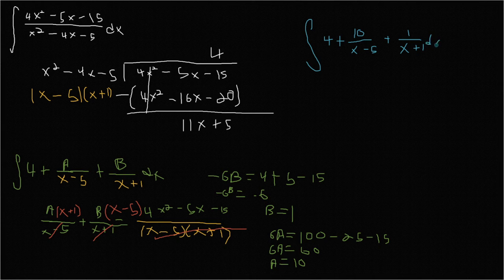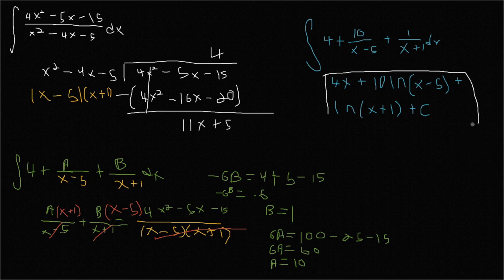And then dx. And so when we take the antiderivative, or we integrate it, we get 4x by the power rule, and then 10 ln of the denominator, so x minus 5, then plus 1 times the natural log, so it's just ln of x plus 1, and our constant of integration, so plus c. And that is our answer. Boom.